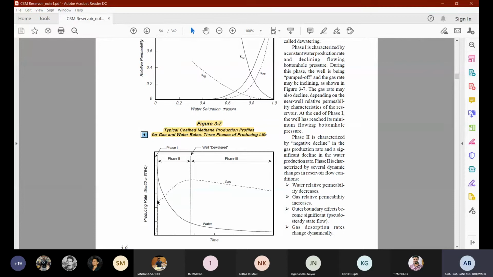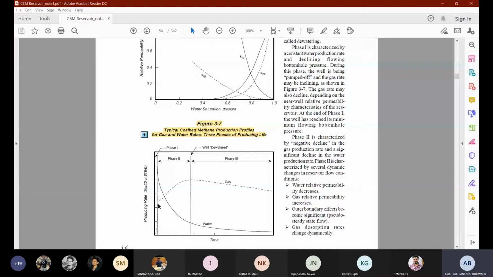That means that the water production rate is constant, but as you are taking out the water at a constant rate, the total pressure of the reservoir is going to reduce very quickly. Whenever the pressure reduction is very quick, the gas desorption process is going to happen very quickly. So that's why in this very fast phase, you can see that the gas production rate is steeply increasing, so gases are coming out.